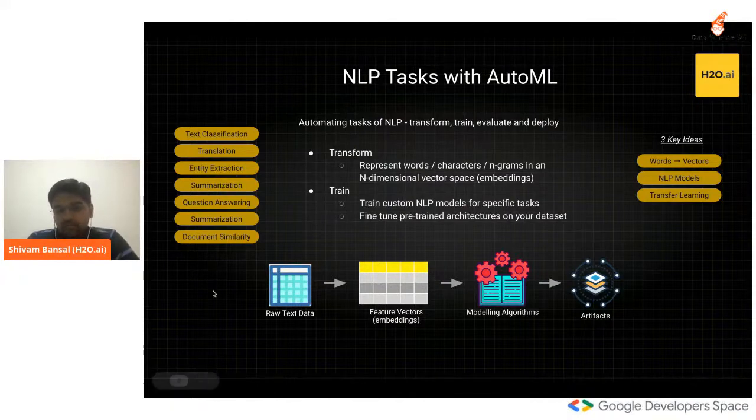So we have multiple types of NLP tasks, but one of the general ideas when we want to apply AutoML with NLP or with text data is that we need to convert the unstructured data into some vector representations or some learned representation which can be used in a machine learning model, right? So when we talk about working with NLP in the context of AutoML, the idea is to automate these tasks of NLP, which involves the transformation of text data to vectors, train the models, evaluate them, and deploy them.